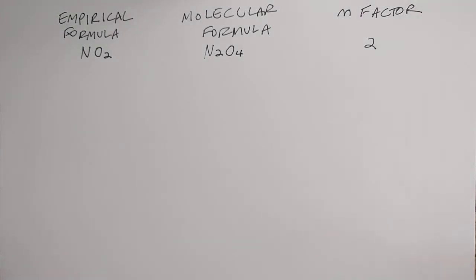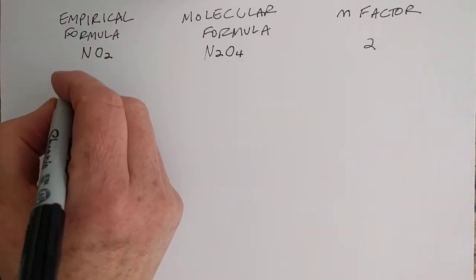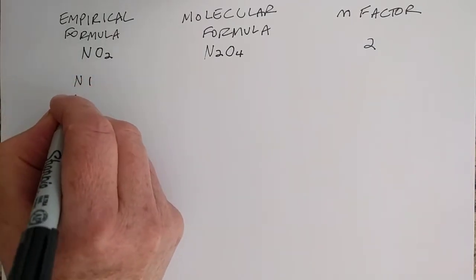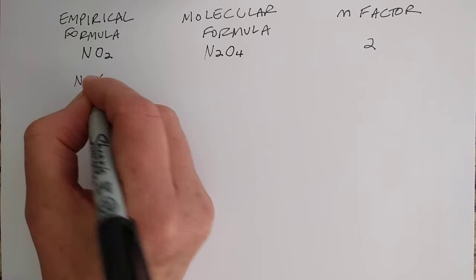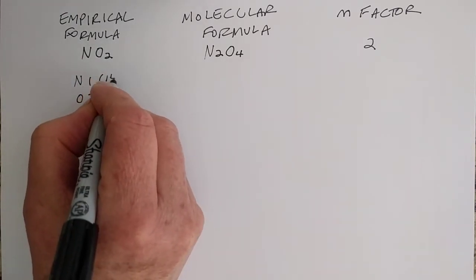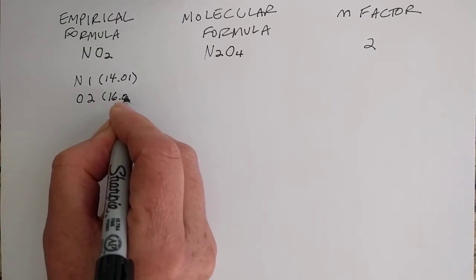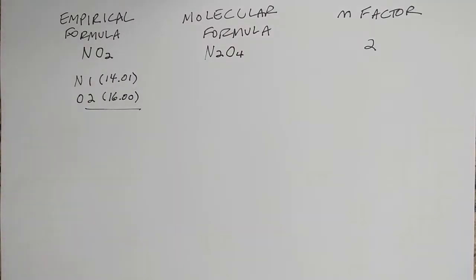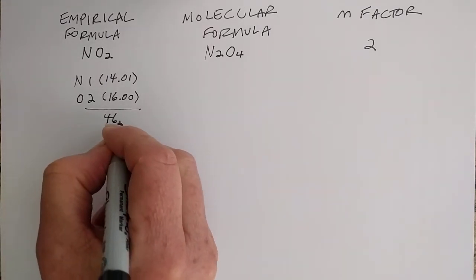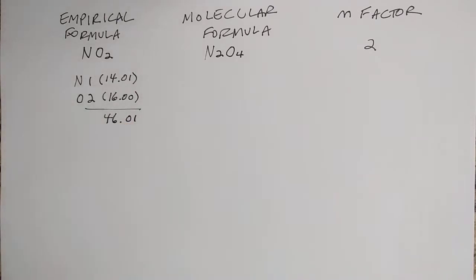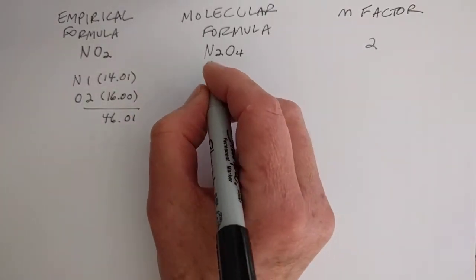Okay, so I'd like to take a look at the formula masses for the empirical formula and the molecular formula. So to get our formula mass, we have 1 nitrogen and we have 2 oxygens. From the periodic table, nitrogen has a formula mass of 14.01 and oxygen has a formula mass of 16.00. So we'll add them up. 14.01 plus 2 times 16, and we get 46.01.